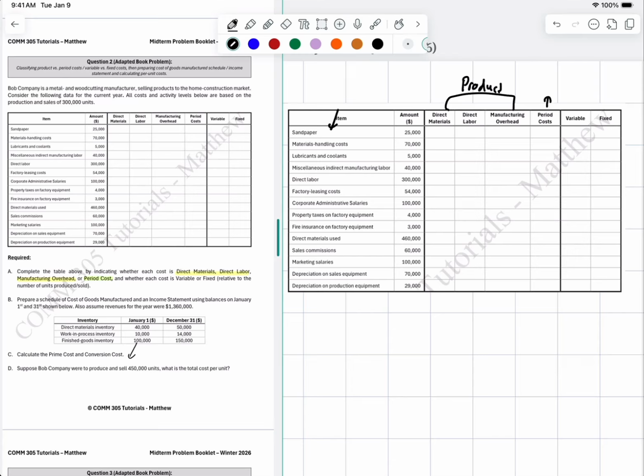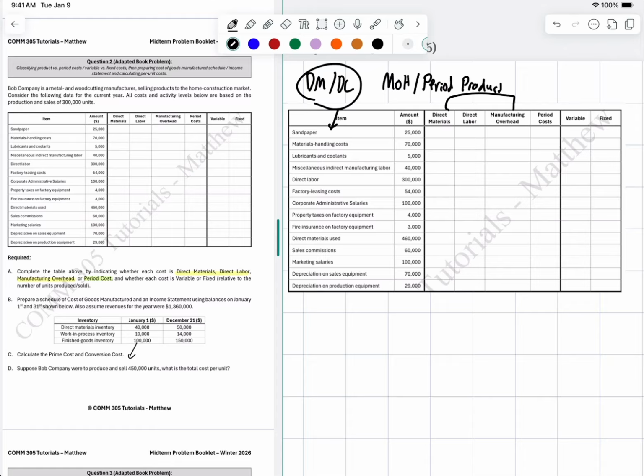Remember, guys, you determine if it's product or period, and then if it's product, you need to look at whether it's DM, DL, or overhead. So is the cost related to making the product or selling the product? Now, for questions at COM 305, for all intents and purposes, they usually tell you DM and DL very obviously, but then the trickier part, guys, is determining if something is either MOH or if it's period.